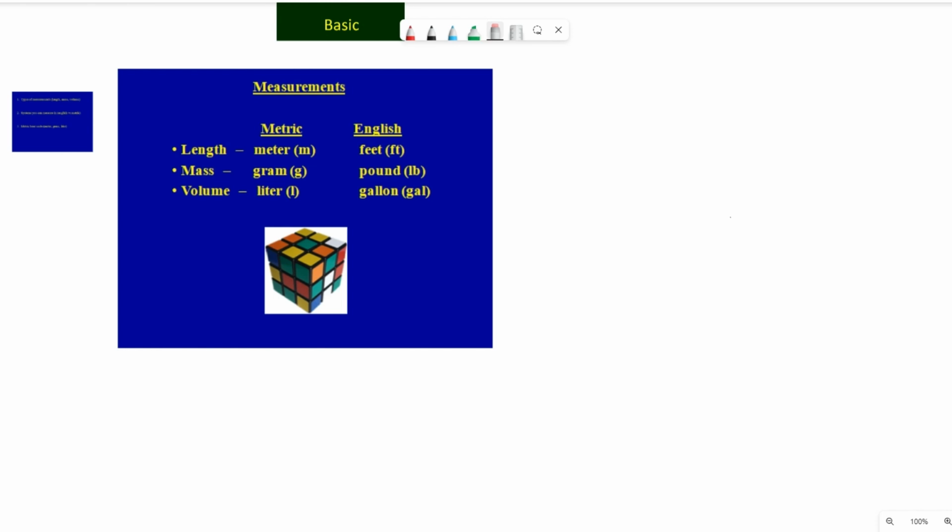Now we want to take a look at comparing the two different systems of measurement: the English system, which is also called the imperial system, and the metric system. In the field of science and the healthcare industry, almost everything is measured in the metric system. So we're going to need to learn how to measure things in metric and convert within the metric system.